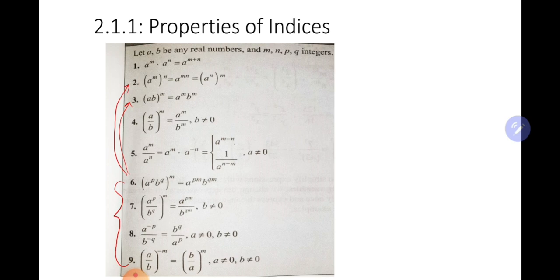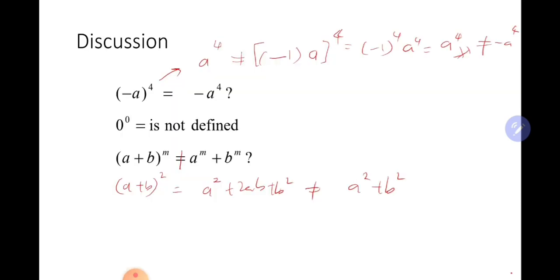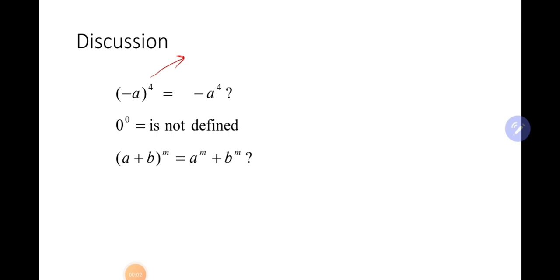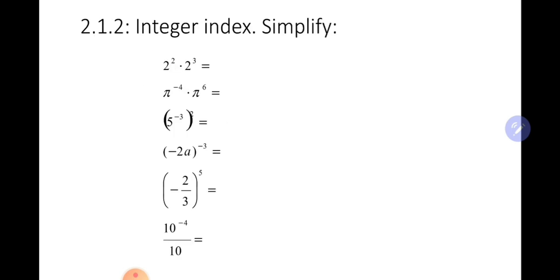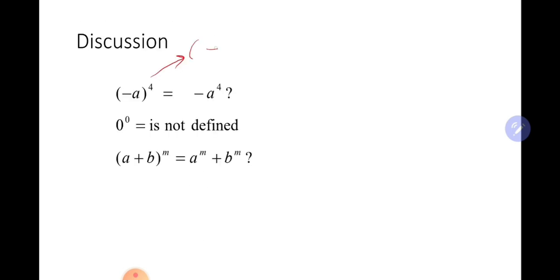Now I would like to ask you: is negative a in brackets power 4 equal to negative a power 4? If we look at this expression, we can rewrite it as negative 1 times a, the whole thing power 4, which equals negative 1 power 4 times a power 4, right? Negative 1 power 4 is positive, so you get a power 4. So actually the left hand side is not equal to the right hand side.